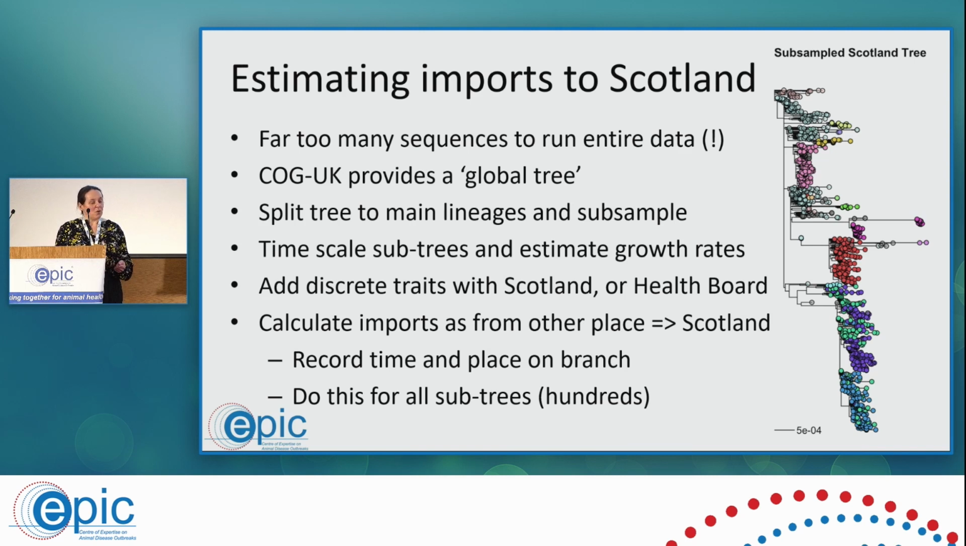So what you do is you have an entire massive global tree, which you need to split up into lineages. In fact, you also need to subsample and split the tree. You timescale these small subtrees and you estimate the growth rates. You add the discrete traits, in this case, Scotland, England, Wales, continents, or you can break it down further into health boards of Scotland, and then you calculate the imports from the other place into Scotland, and you record the time and the places on the branches of the trees, and you do this for all of the trees.